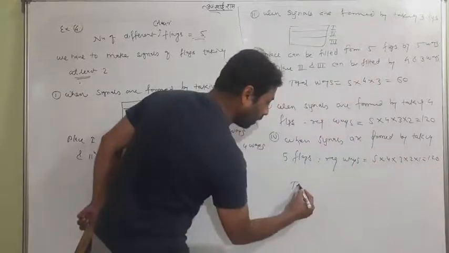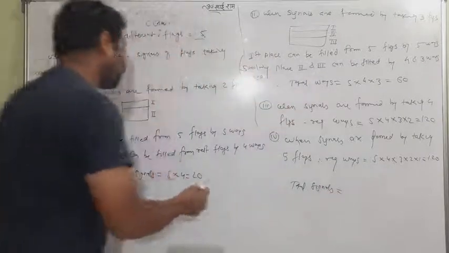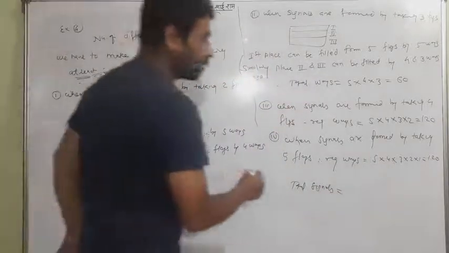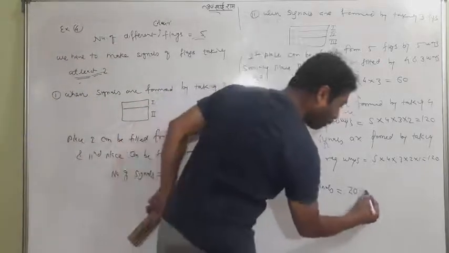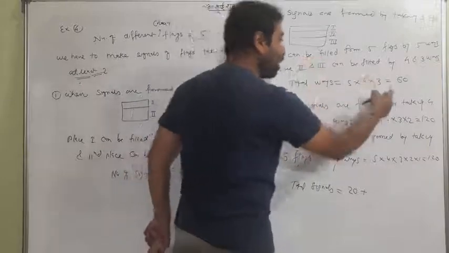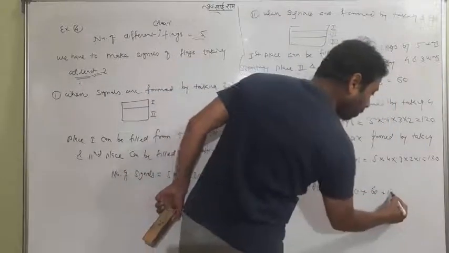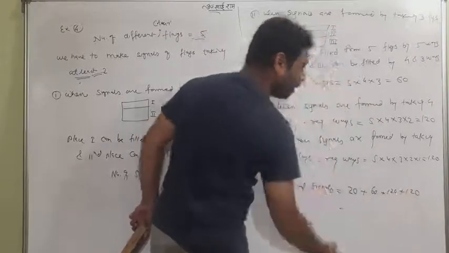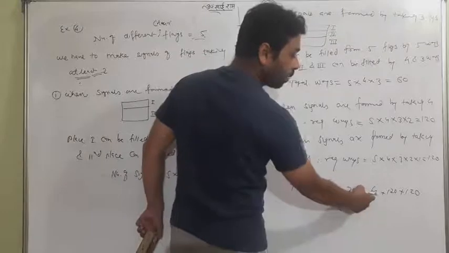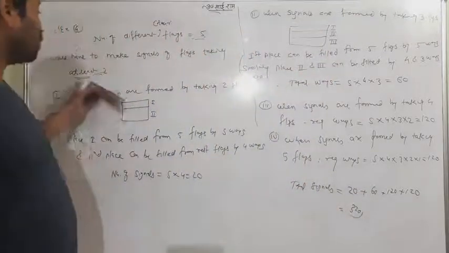So one can understand that the total signals by taking at least 2 flags: definitely when I use 2 flags, the number of signals was 20. I use 3 flags, the number of signals was 60. And this is 120 and so 120. So your answer is 20 plus 60 plus 120 plus 120, which is 320. So this is the number of signals by using at least 2 flags.